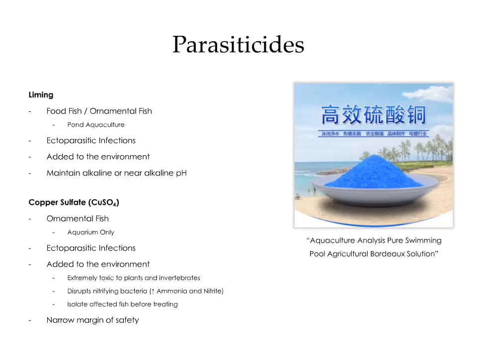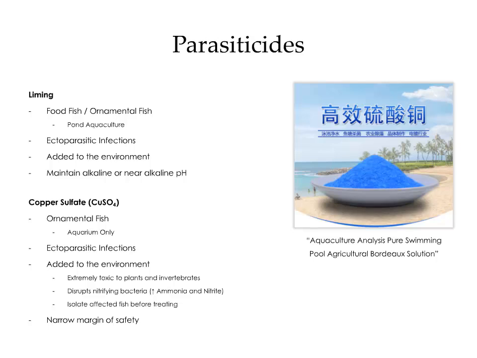Copper sulfate is another means of parasite control. This can be used to treat ornamental fish for ectoparasitic infections, specifically ornamental fish in an aquarium setting. Typically, copper sulfate is added directly into the aquarium environment. However, it's worth noting that it's extremely toxic to plants and invertebrates. It also disrupts nitrifying bacteria, thereby increasing the levels of ammonia and nitrite.